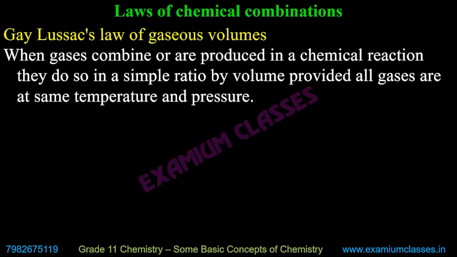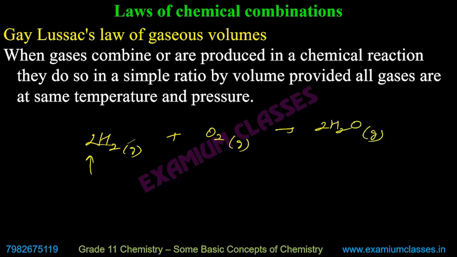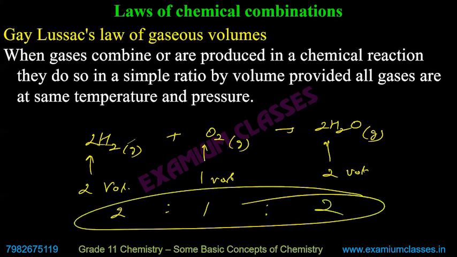Then Gay-Lussac's law of gaseous volume. This is the very simple one. It says that if gases combine or are produced, they do so in their simple ratio by volume, at the same temperature and pressure. If you have 2H2 gas plus O2 gas, you will get 2H2O gases. Here you have two volumes, here one volume, and you get two volumes. It means the ratio is 2:1:2, which is a simple whole ratio. That's what Gay-Lussac's law says.